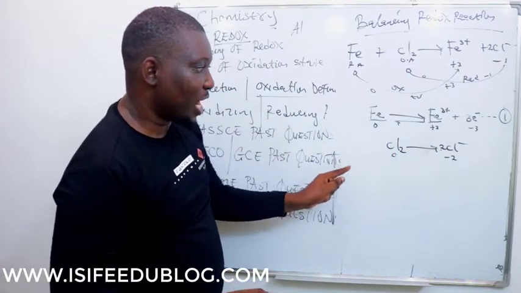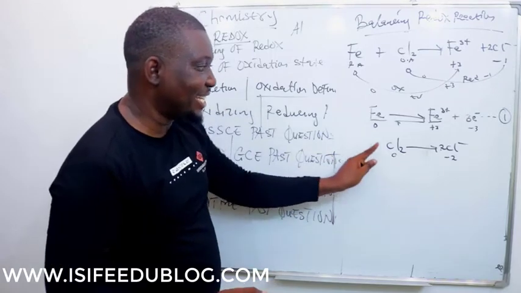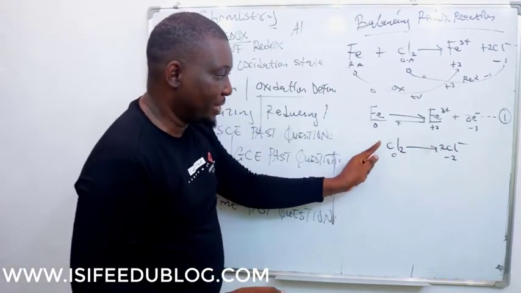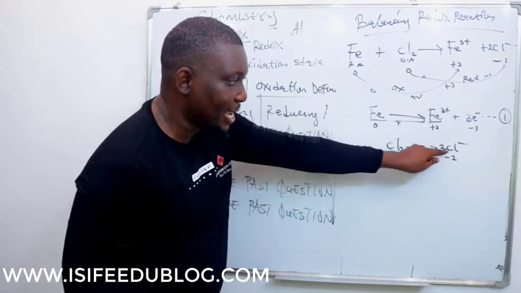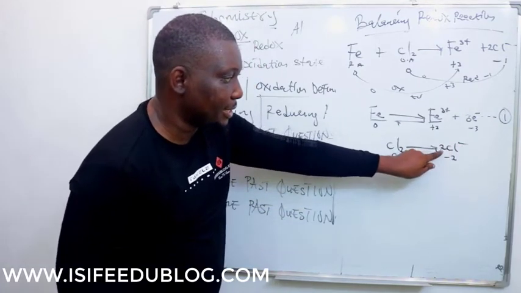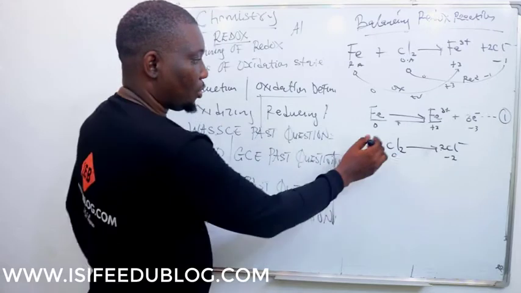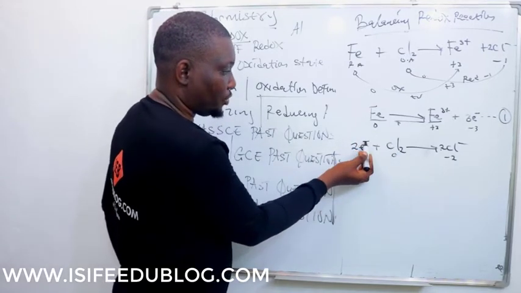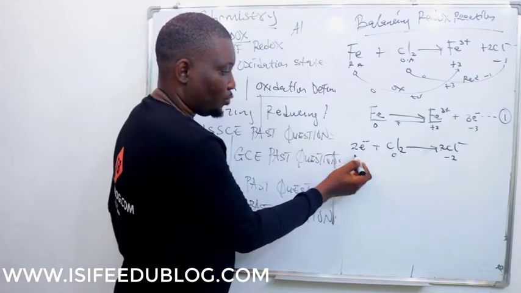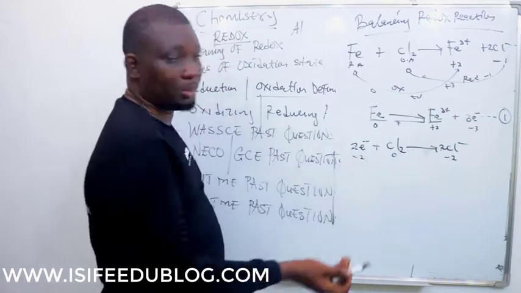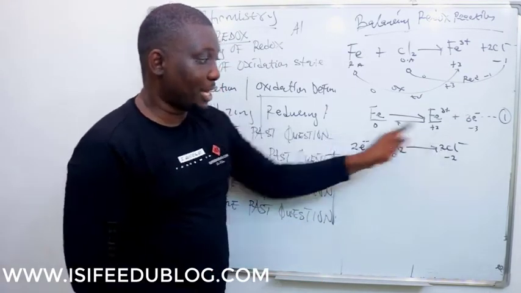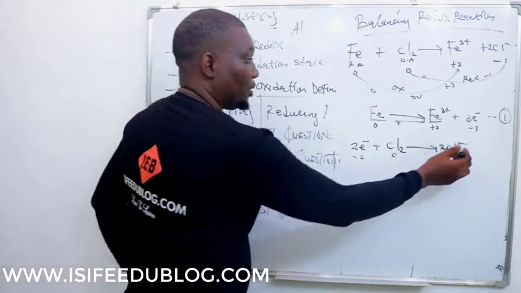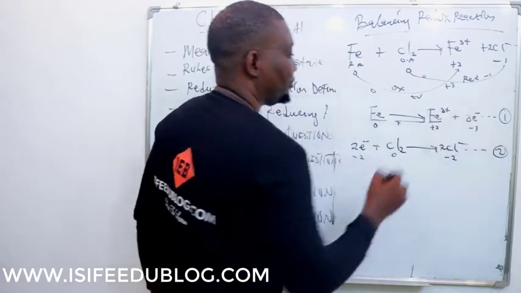So for this to be reduced, I need to gain electrons here. How many electrons I'm going to gain depends on what is here. Since the total net charge here is minus 2, what goes there will be what? Plus 2e minus. So that minus 2, minus 1 times 2 is minus 2. Minus 2 plus 0 is minus 2. So it seems atomically and ionically this equation is balanced. Now that this is balanced, I can just call this equation 2.